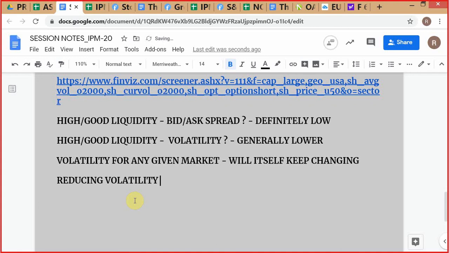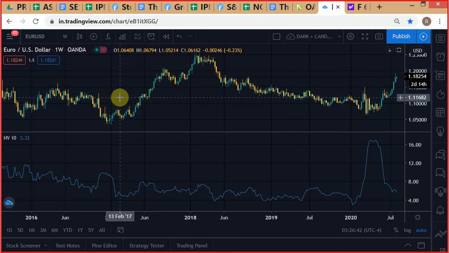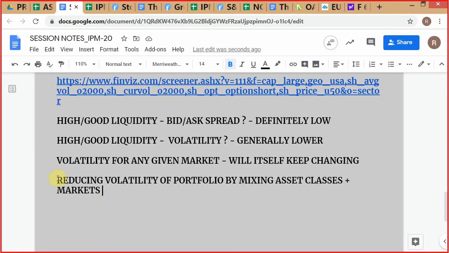Overall volatility can be reduced, like diversifying our commodities, by mixing asset classes and markets. So in this case, when you look at the QQQ, as we showed you, it has lower volatility because it's a basket of stocks. So you're reducing the volatility. It is correct. This is basically the argument of diversification.